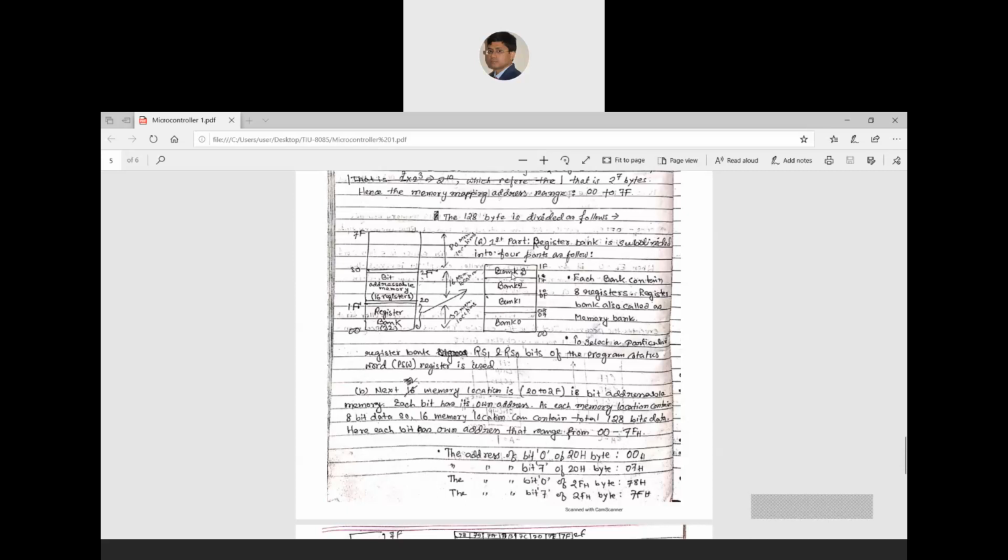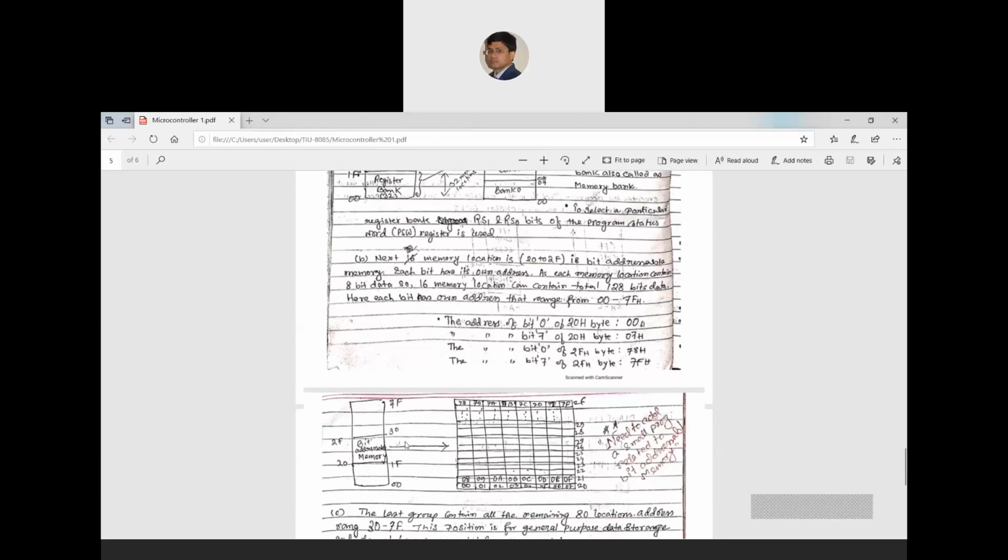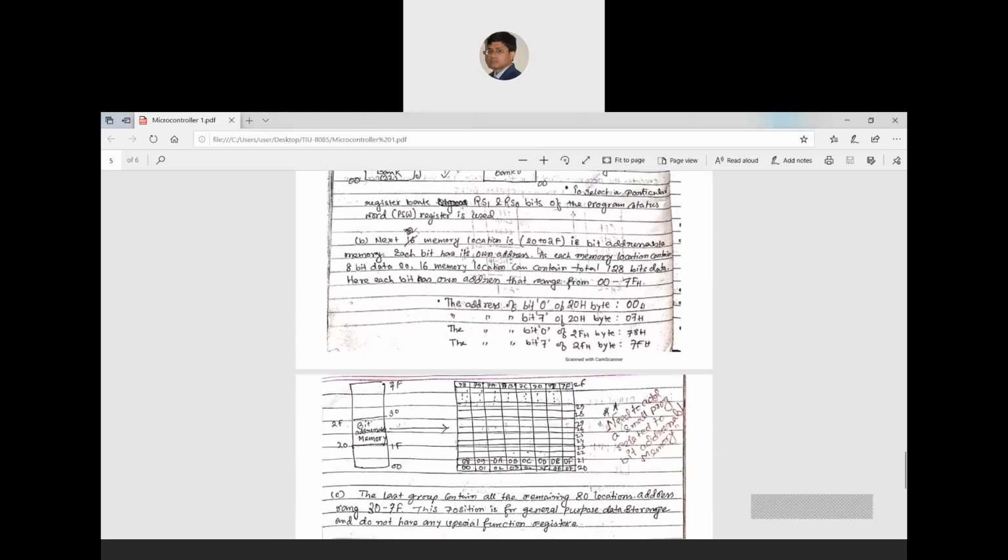Okay, so this is the thing about the register bank. Then I have shown here the bit addressable location, that is from 20 to 2f. So 20 to 2f is a bit addressable memory. Each bit has its own address. So this is the unique part.